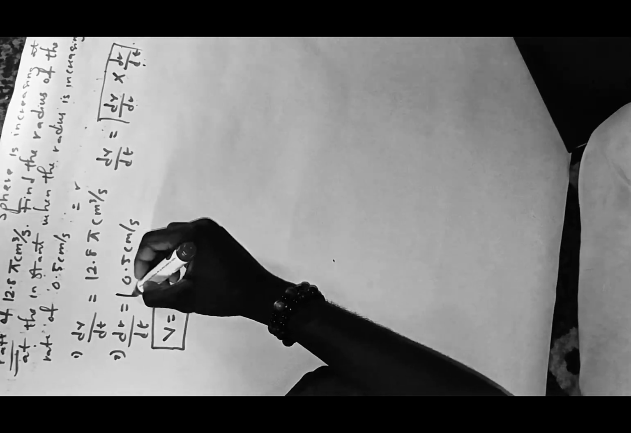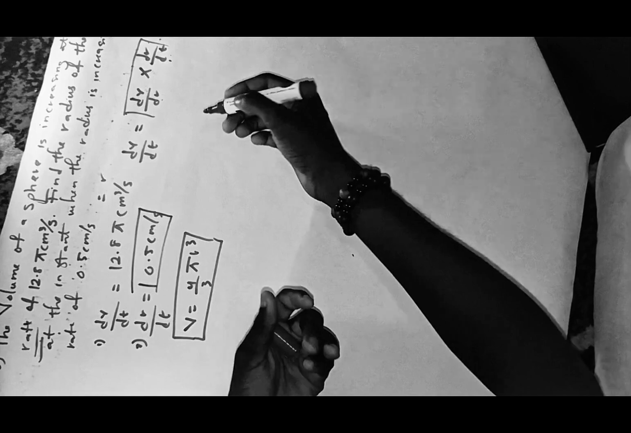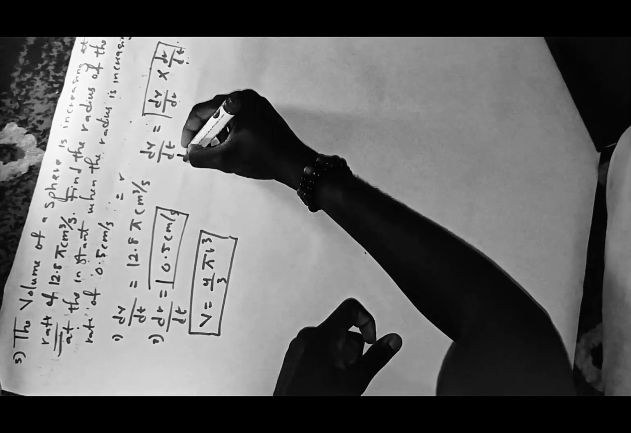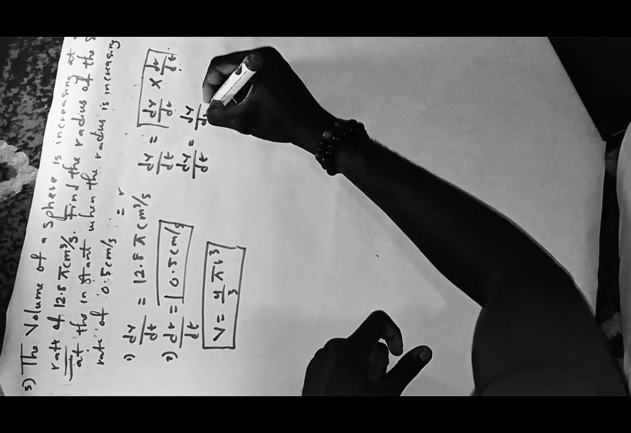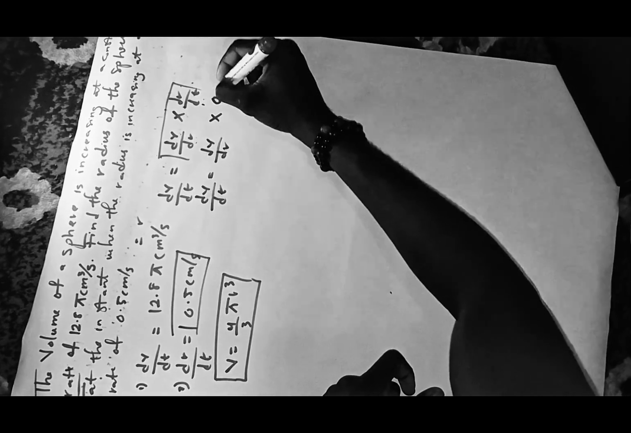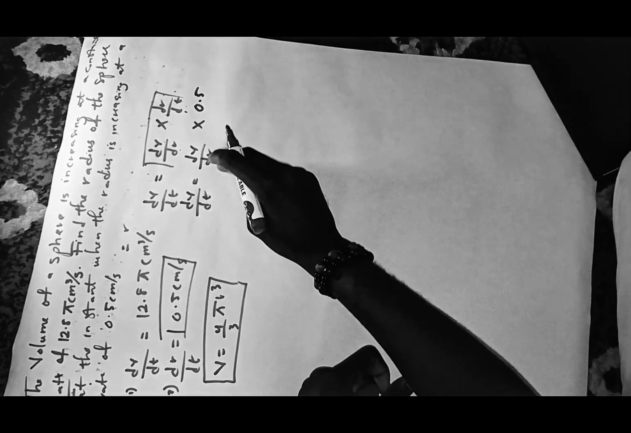So we have our dr by dt. So the problem is already getting solved. So we know that dv by dt is equal to dv by dr times dr by dt, which is 0.5. So how do we get our dv by dr?